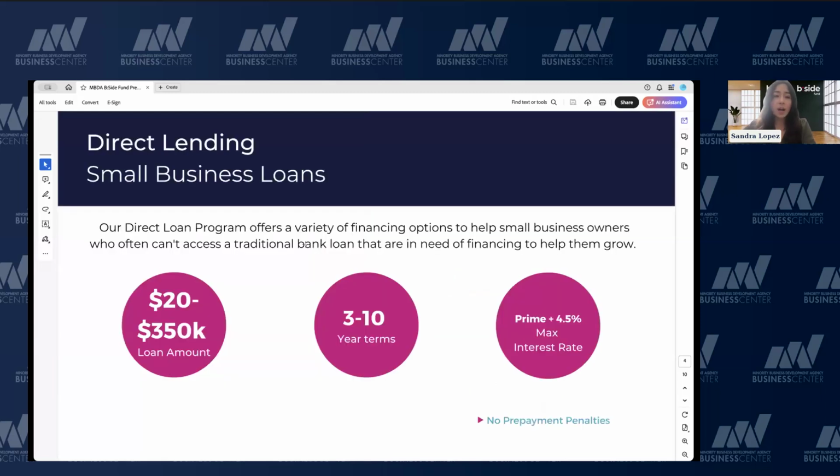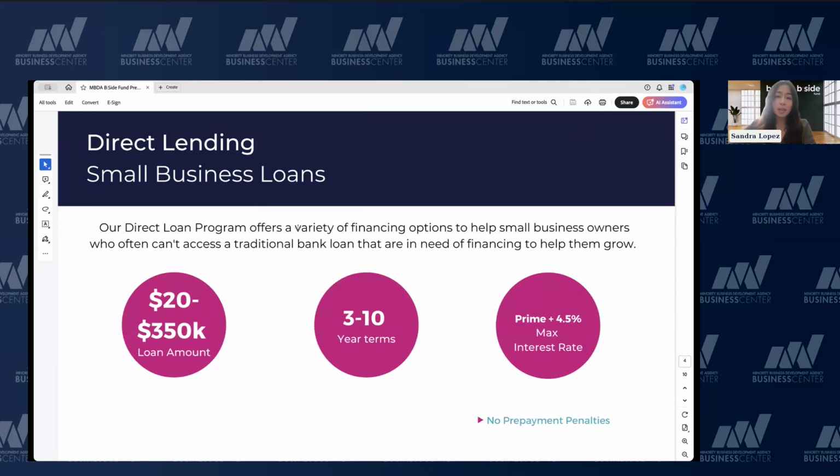Talking a little more about the direct lending program, this program can qualify applicants looking to finance between $20,000 and $350,000. The amortization term available is from 3 years up to a maximum of 10 years, and the interest rate will vary.